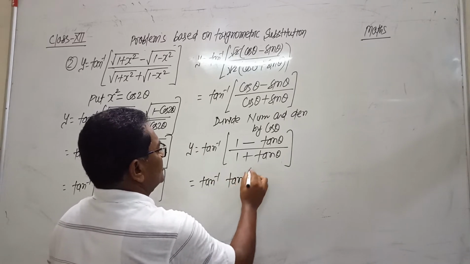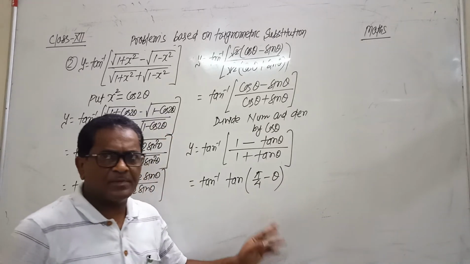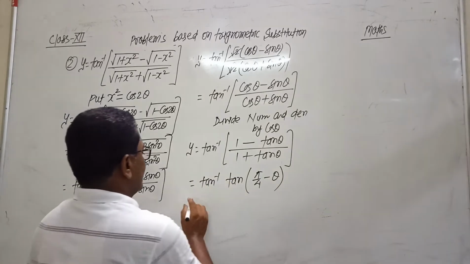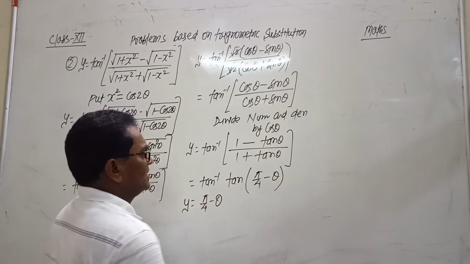This is written as tan of pi by 4 minus theta. When we expand the formula tan A minus B, we will get this result. So tan and tan inverse cancel, and y equals to pi by 4 minus theta.